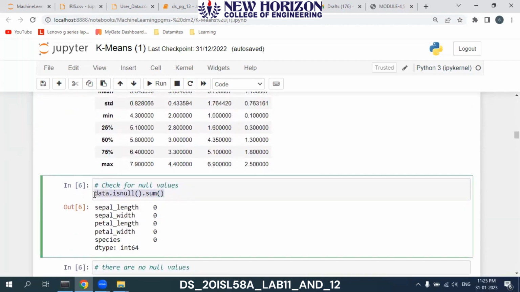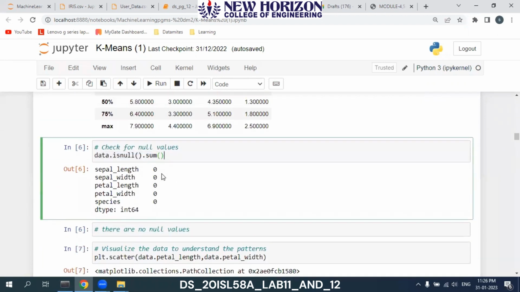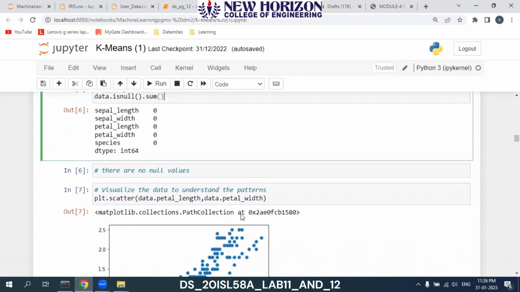Next is to know whether there are any NaN values, null values in the data set. Since we got length, width, and species to be 0, that means that there are no null values existing in this particular data set. But if there are null values existing, then we need to replace the values, like using fillna. We need to basically replace the values, and then consider the data, since if there are any NaN values, you can't feed that to the machine learning algorithm.